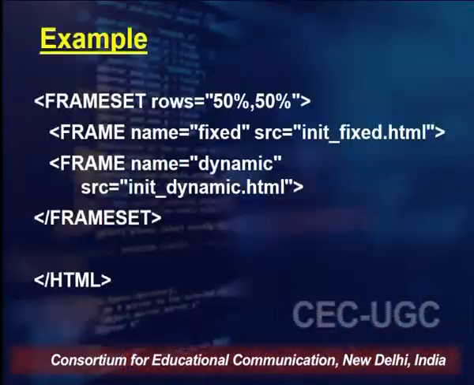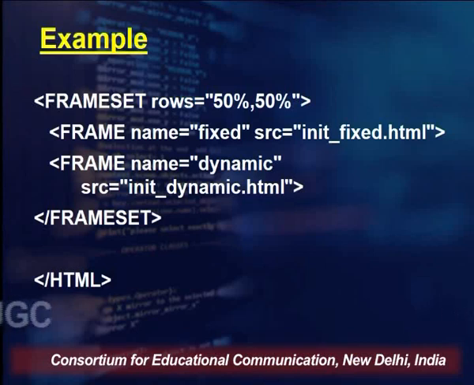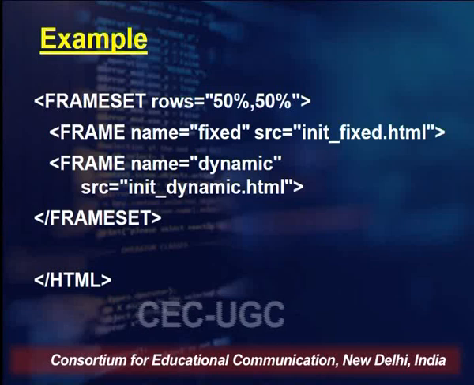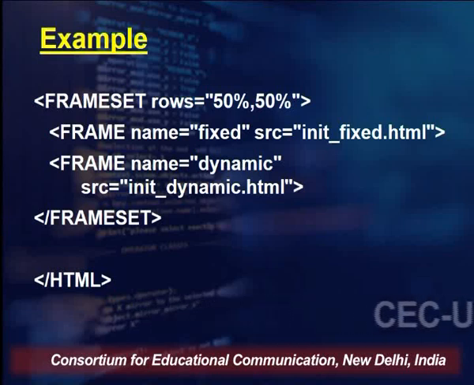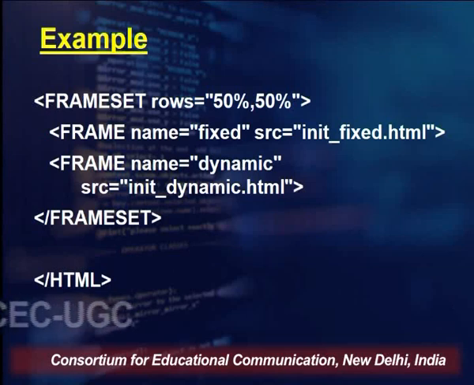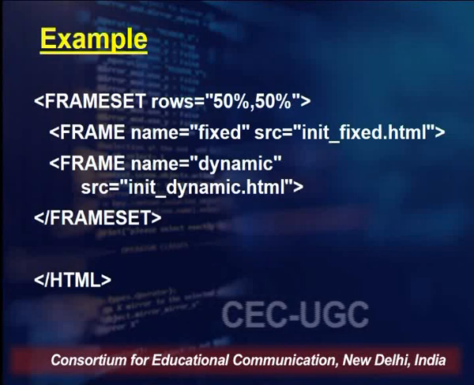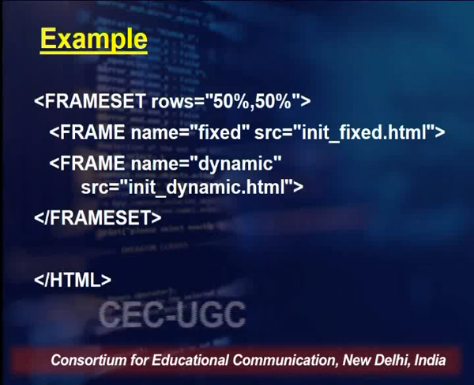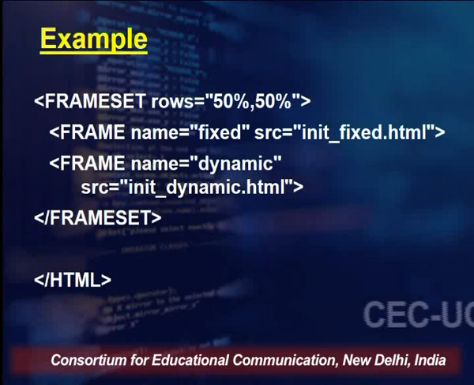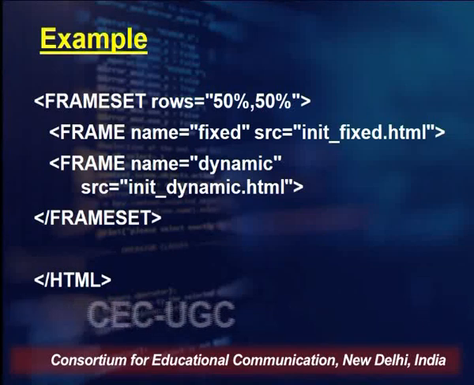Here I have not started from the HTML head, I am just focusing on the frameset, but please remember whenever we are writing a frameset there is no body. Now here you can see we have frameset rows equals 50%,50%. That means your browser window is divided into 2 equal parts horizontally. Now the name of the first frame is fixed, and the HTML which is going to be displayed inside this is init_fixed.html, or let's say 1.html, whatever. Then the name of the second frame is dynamic, and there is also a source, and this is going to close the frameset, as we have given only 2 partitions for this frameset.